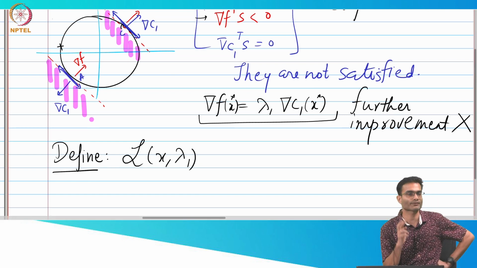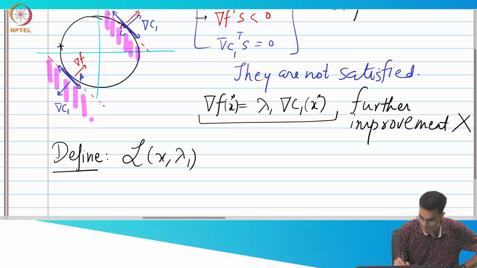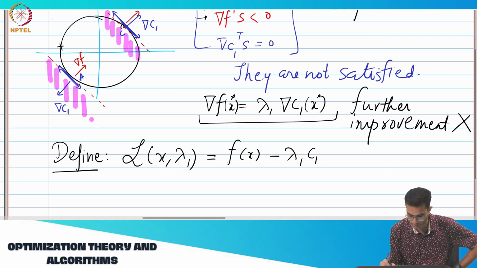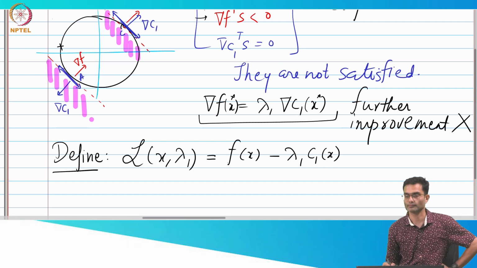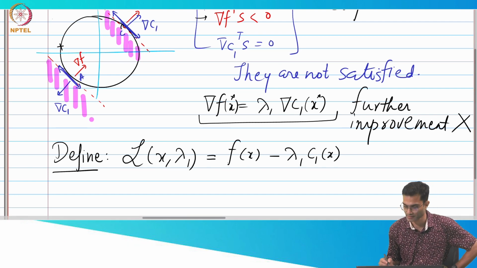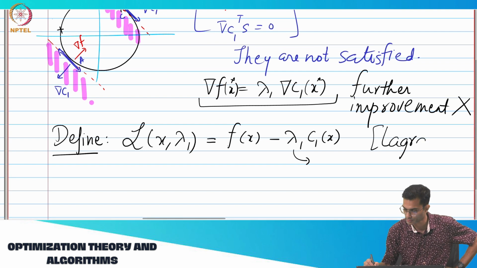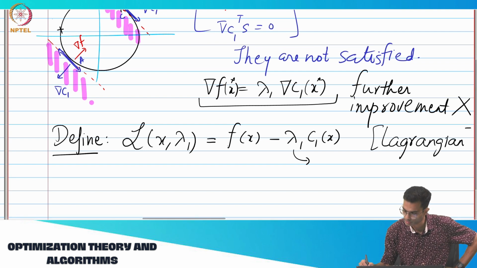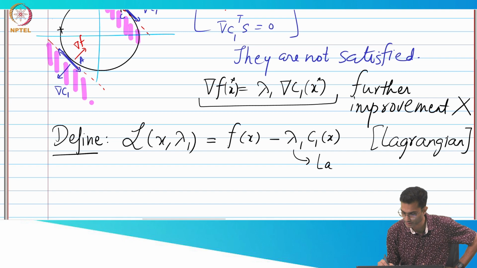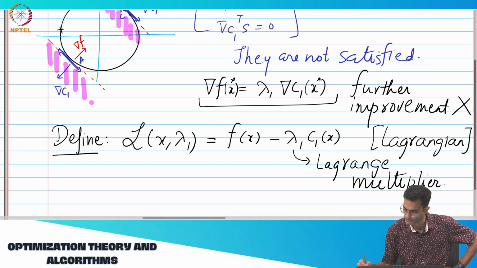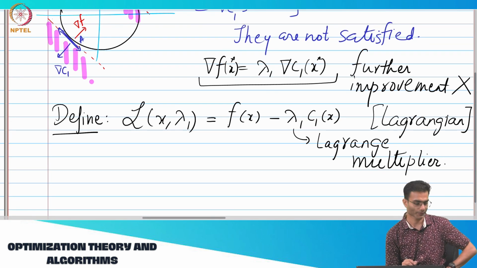It is L as a function of 2 variables, x and lambda 1. Very simply, f of x minus lambda 1 times c1 of x. I have defined it like this. This is called the Lagrangian, and this is called the Lagrange multiplier. Correct.